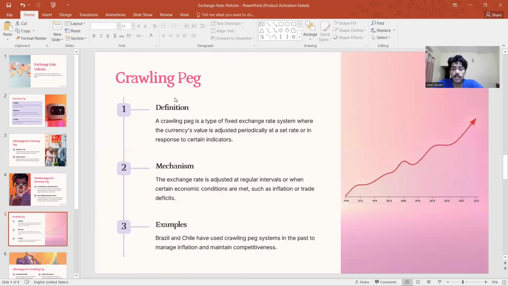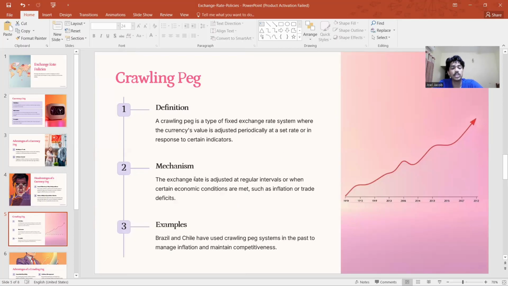Then crawling peg. So what is the definition? What do you mean by the word crawling peg? A crawling peg is a type of fixed exchange rate system where the currency's value is adjusted periodically at a set rate or in response to certain indicators. Okay, so it is similar to the peg, but it is not 100% set to match the other country. It is set on basic adjustments or for a particular period of time.